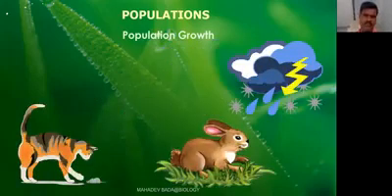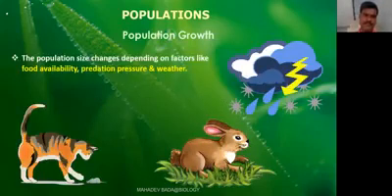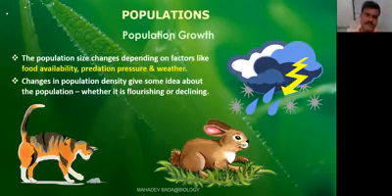So the growth of the population will be there. The population size changes depending upon factors like availability of food. In a particular geographical area, the population is not always stable, but keeps on changing. Some of the factors that are responsible are availability of food, predation pressure, weather, etc. On these, the growth of the population depends.